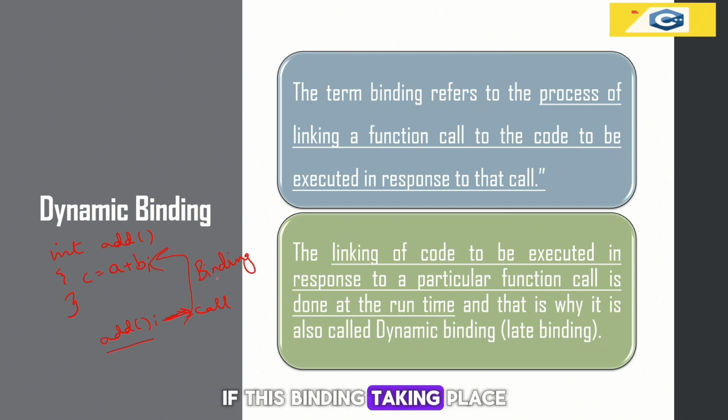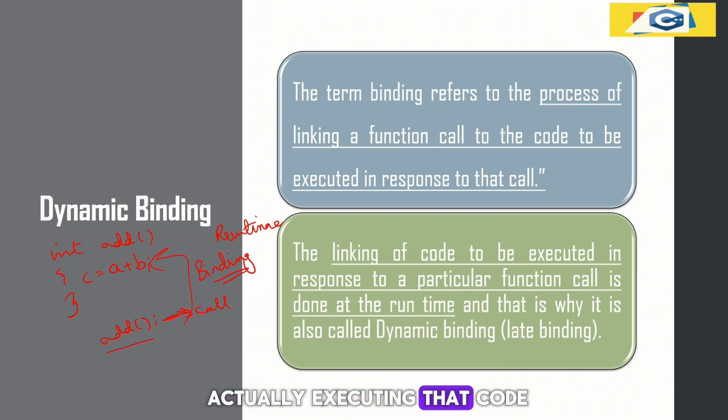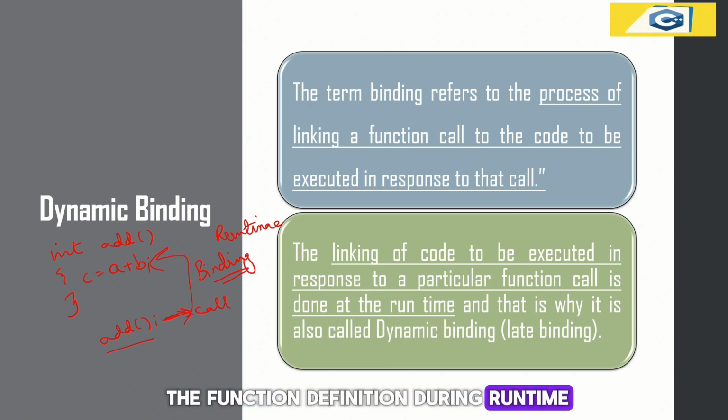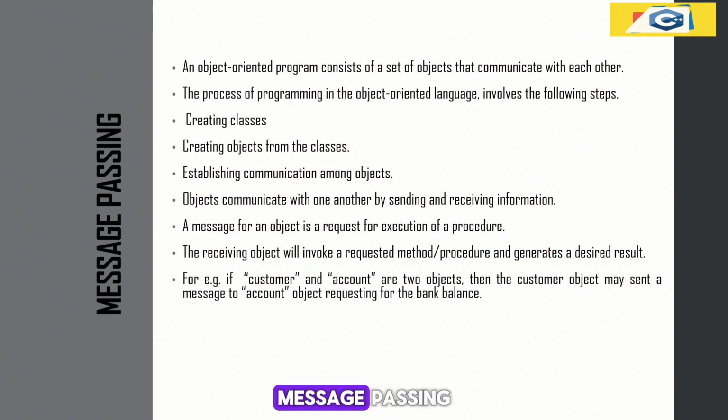If this binding takes place during runtime, it is called dynamic binding. During runtime, that is, when we are actually executing the code, the function call will get linked to the function definition. That is why it is called dynamic binding. Linking of the code to be executed in response to a particular function call, when it is done at runtime, is called dynamic binding.